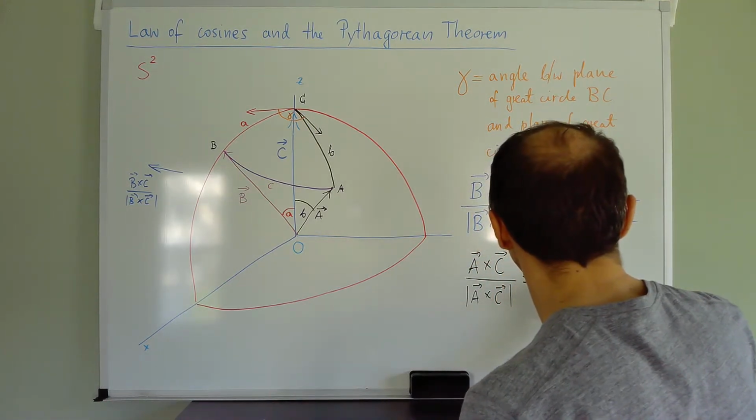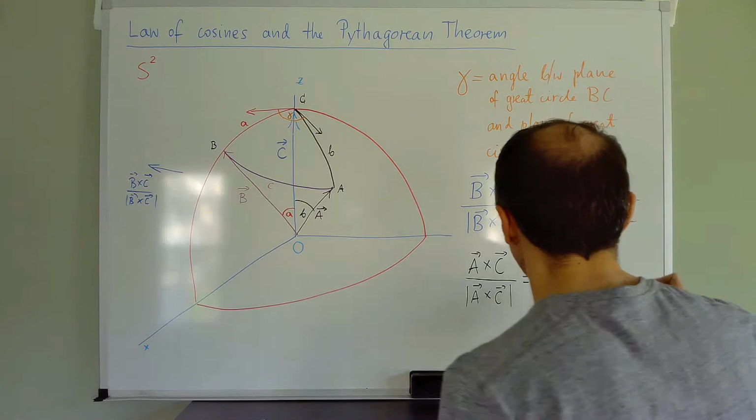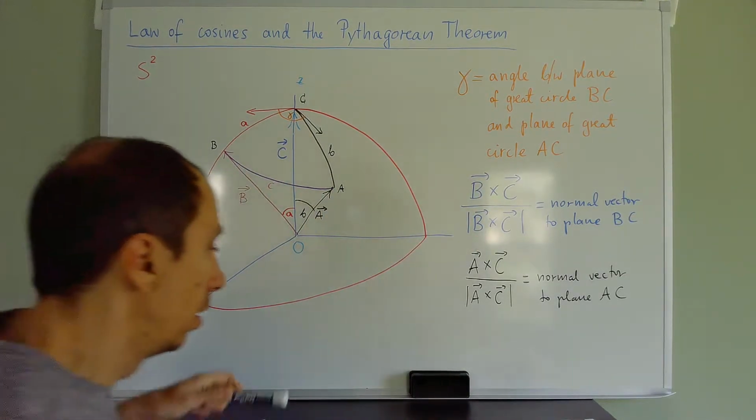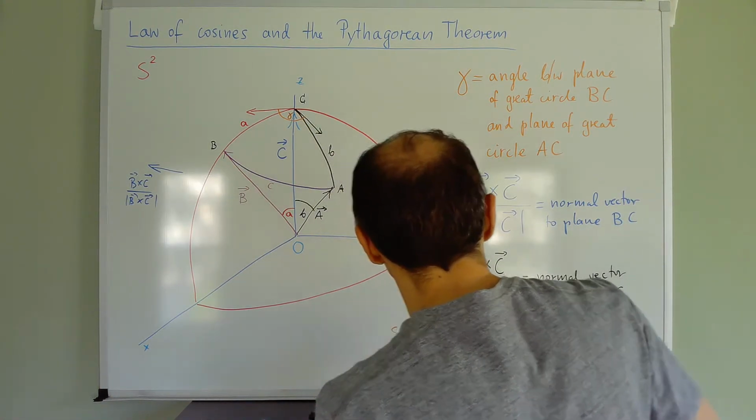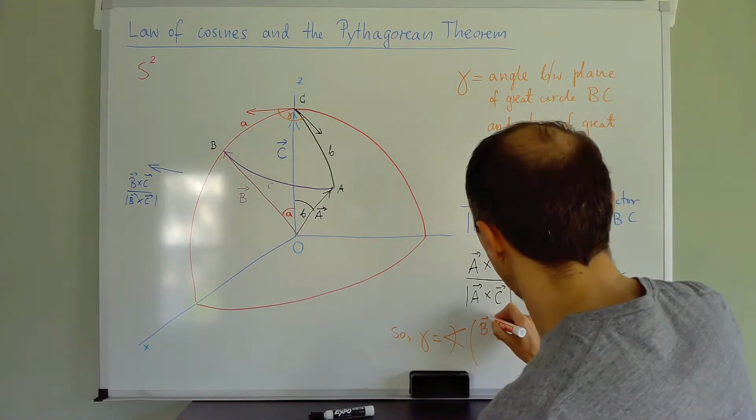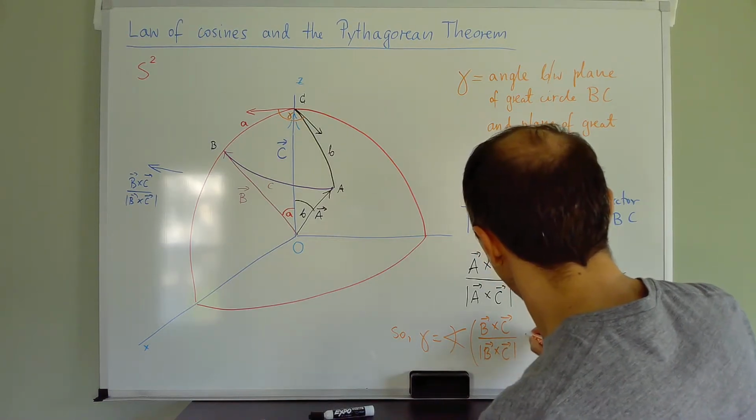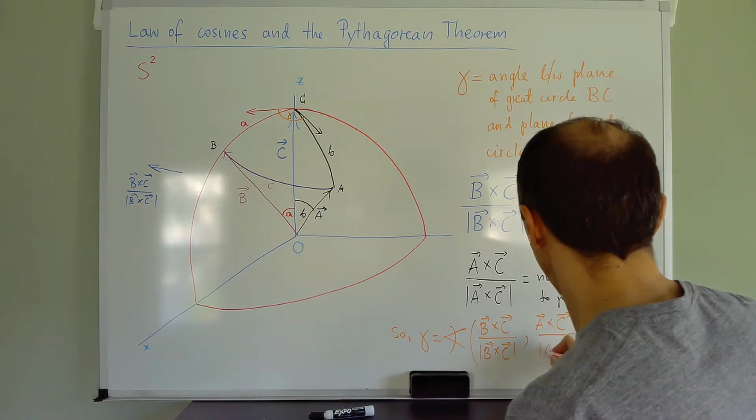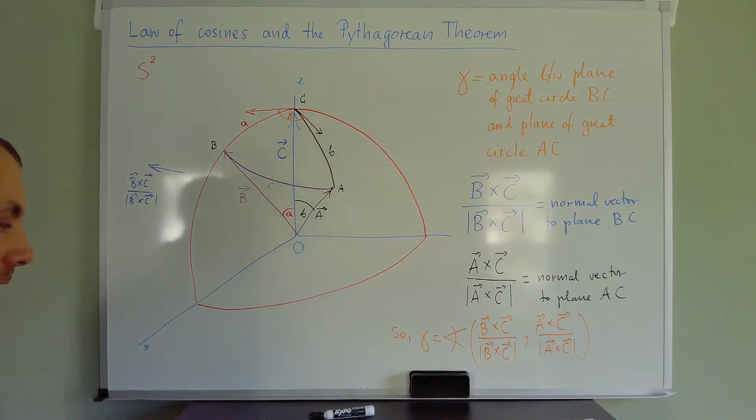A cross C is the normal vector to plane AC. And because I chose them consistently, the angle between the planes is the angle between these vectors. So gamma is the angle between these two vectors.